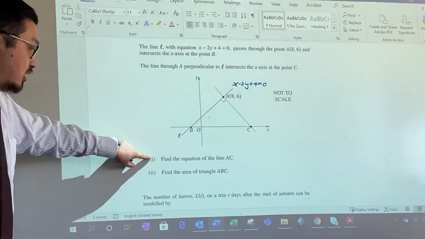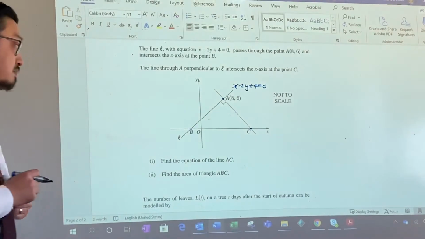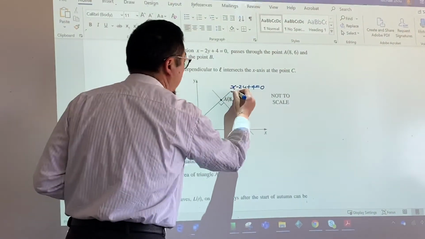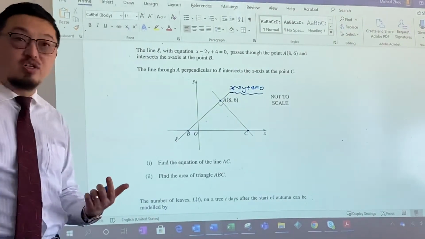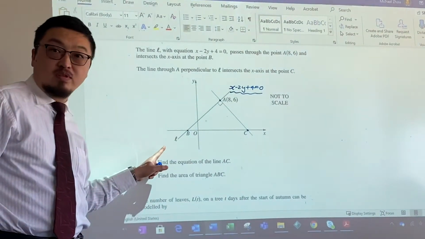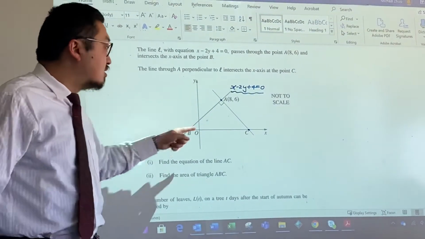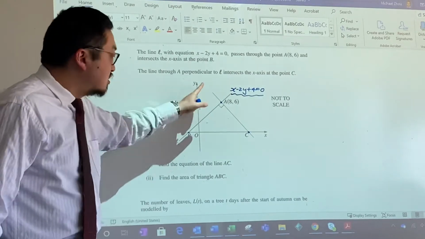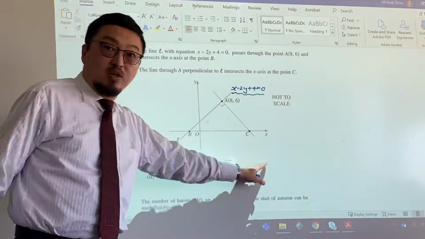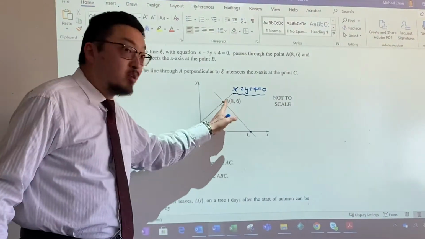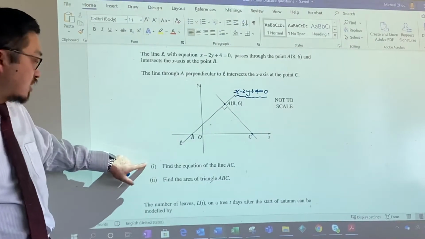The first question asks me, find the equation of line AC. So just by reading these sentences, I can find the gradient of this line, can I? How do I do that? I'm going to show. After I find the gradient, then because of the 90 degrees relationship, I can find this gradient straight away. I know the gradient, I know the point, I can write the equation. So let's worry about that one later, and let's focus on this one first.